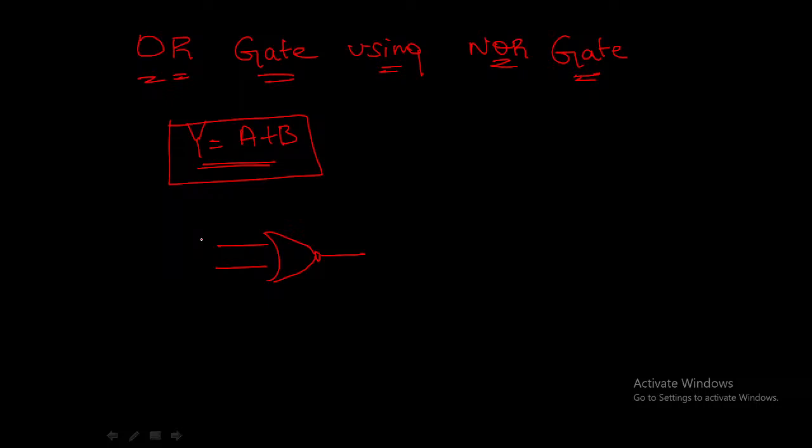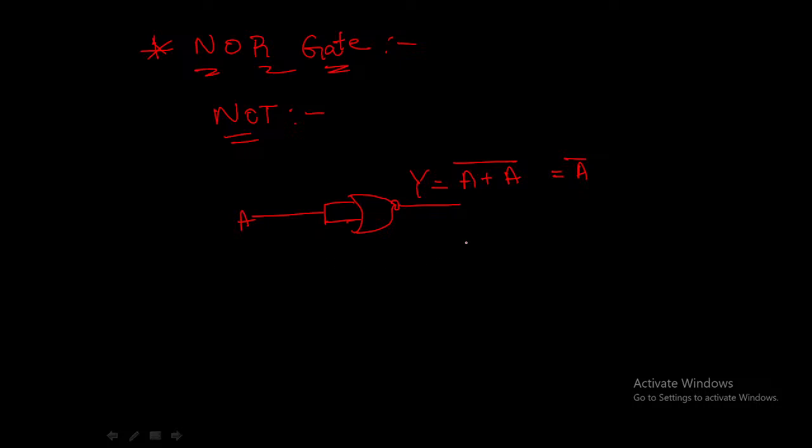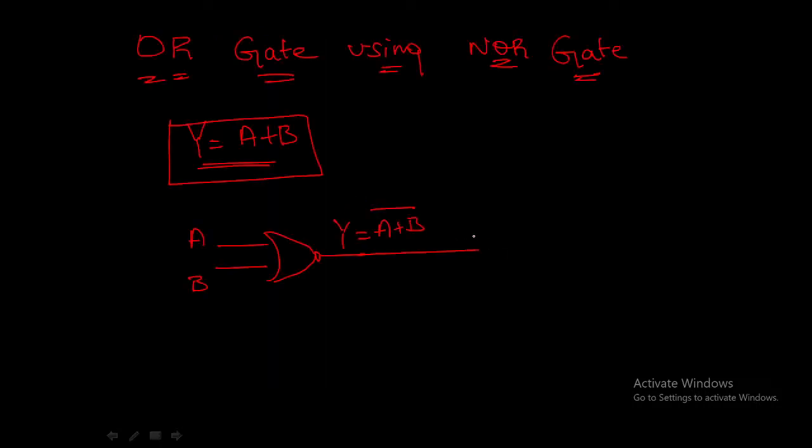If we apply A and B, then Y will be equal to A plus B, whole bar. Now to remove this bar, we can apply it to a NOT gate. How to build a NOT gate using a NOR gate, we have already seen in the previous slide, by shorting the two inputs of the NOR gate. So finally we will get the output as Y is equal to A plus B. This is how we build an OR gate using NOR gates.